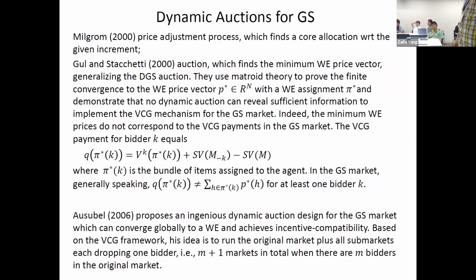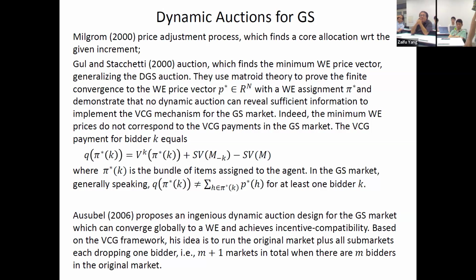When it's a dynamic auction, are you restricting attention to what class of mechanism? Because it's basically ascending. I think so. That's what you mean. Yeah.